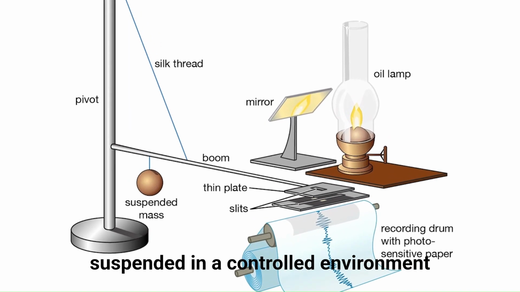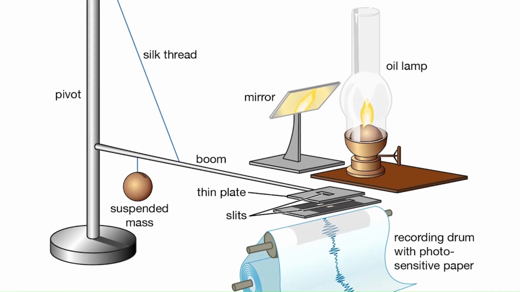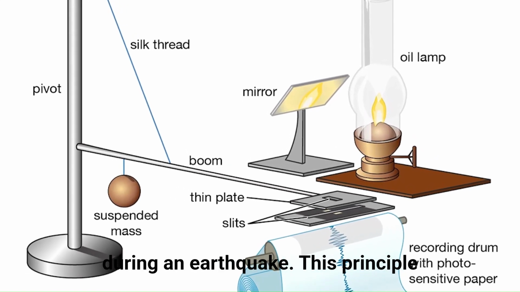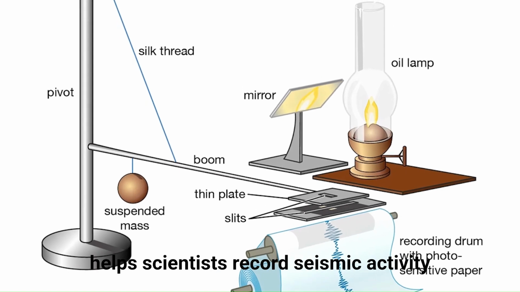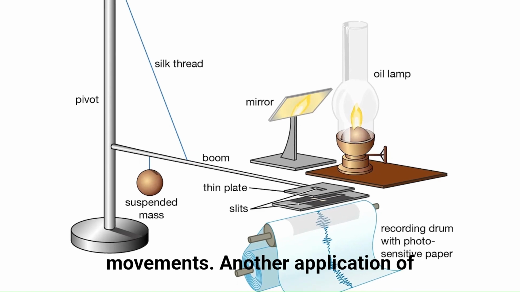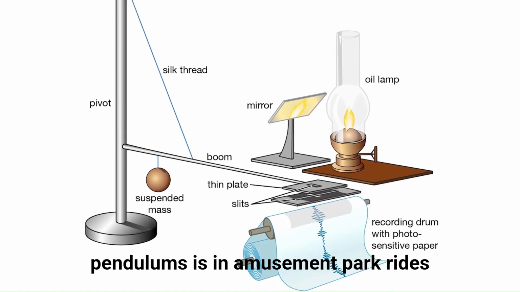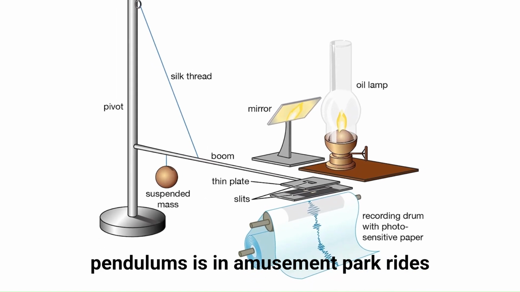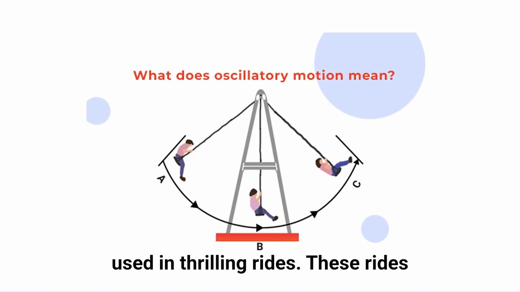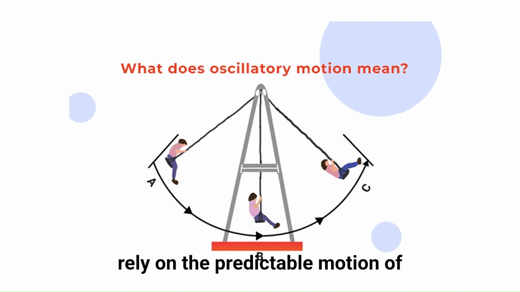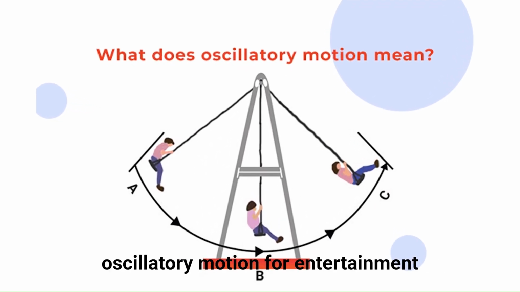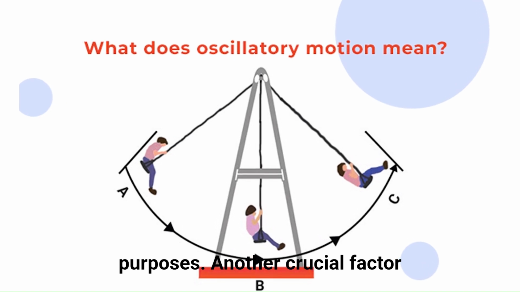A large pendulum, suspended in a controlled environment, remains steady while the ground moves during an earthquake. This principle helps scientists record seismic activity and understand the intensity of ground movements. Another application of pendulums is in amusement park rides, where giant pendulum-like structures are used in thrilling rides. These rides rely on the predictable motion of pendulums to create smooth and controlled oscillatory motion for entertainment purposes.